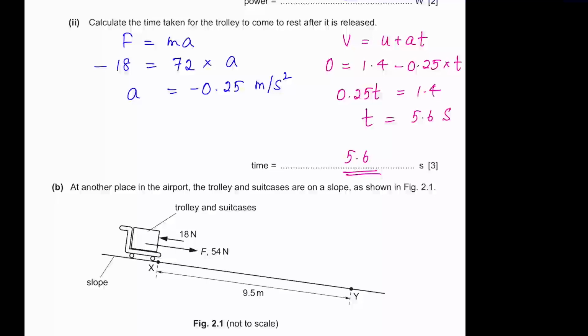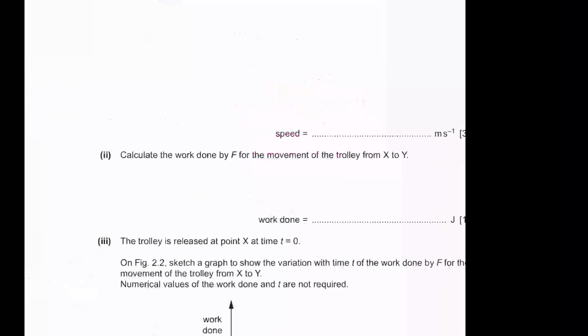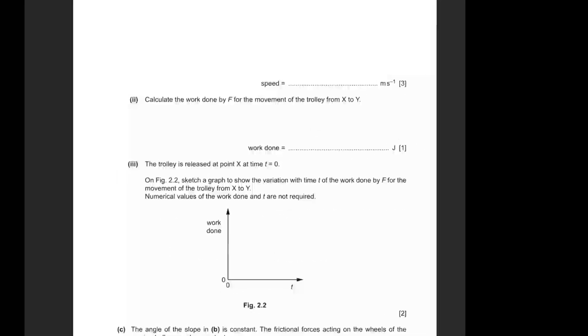The component F of the weight of the trolley and suitcase that acts along the slope is 54 newtons. Assume that a constant total resistive force of 18 newtons is opposing the motion. Calculate the speed of the trolley at point Y.